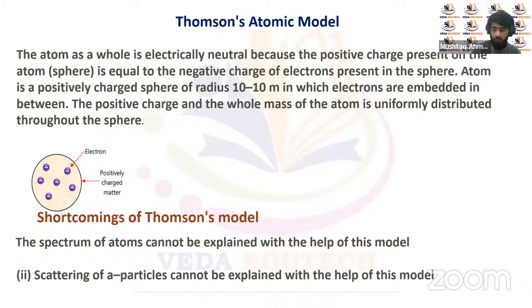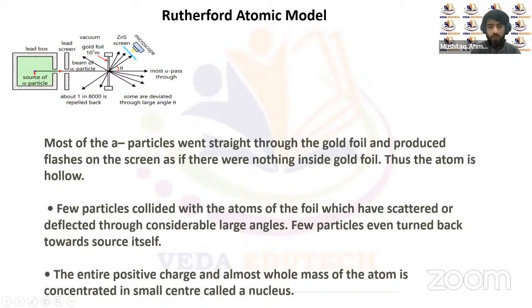Later on, to correct all these shortcomings, another model was put forward by Rutherford, Geiger, and Marsden. These three people put forward the new model, which is called Rutherford's alpha particle scattering experiment. Geiger and Marsden were the students of Rutherford. So together they put forward a new model and tried to correct the shortcomings of Thomson's model of the atom. So what was this model exactly?